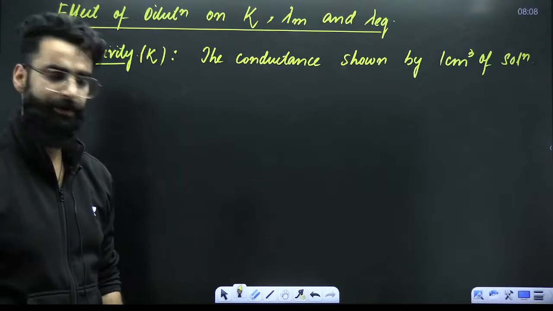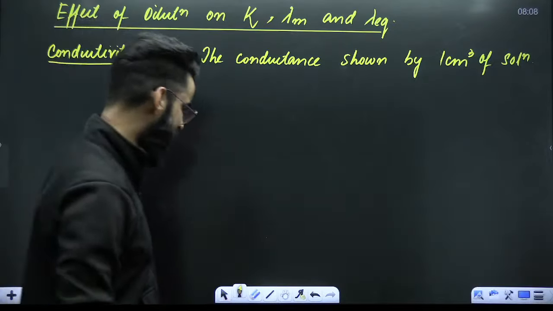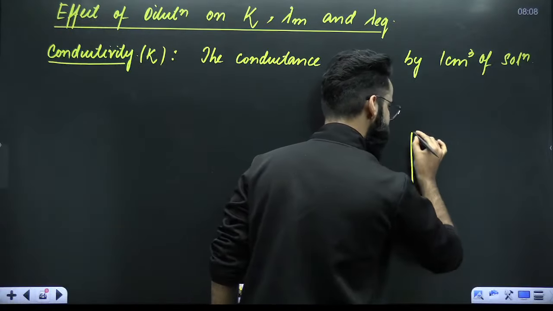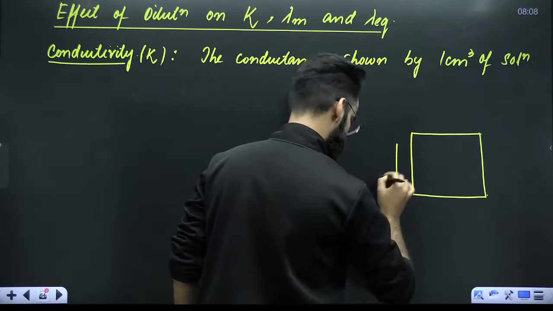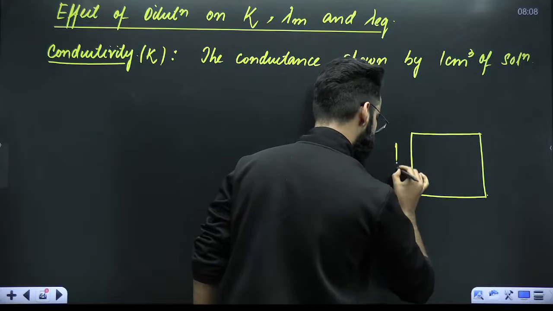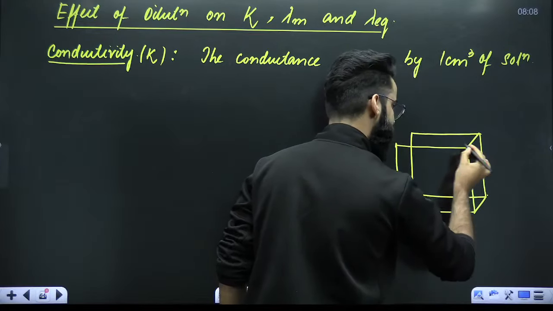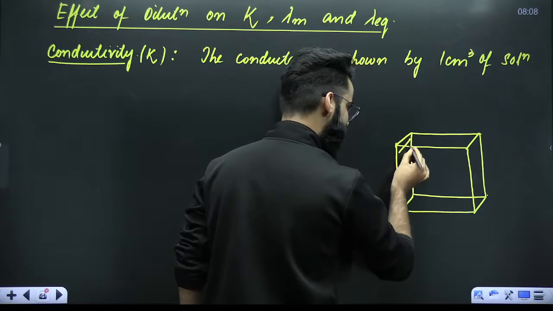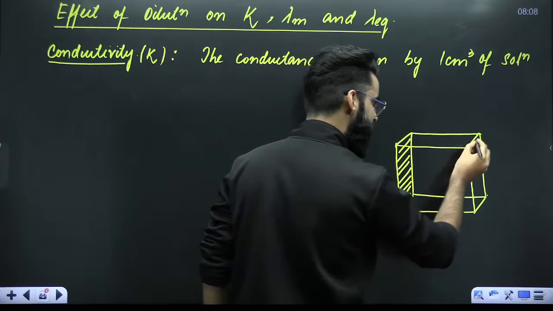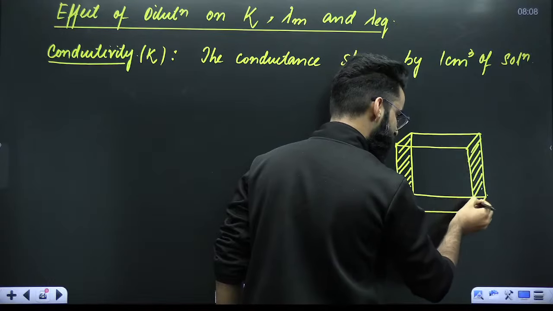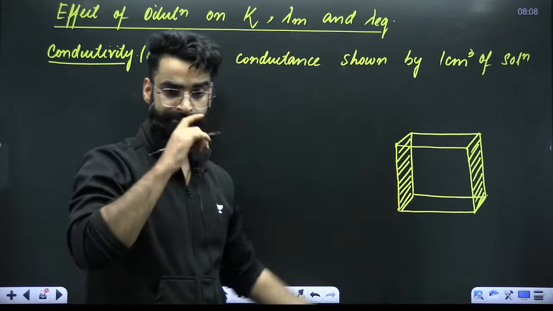Try to understand what exactly I'm going to say, my dear students. First of all, I'm going to make the conductivity cell again. So first of all, this is the cube which I'm making over here. From this particular cube, you'll get the idea what happens to conductivity. So imagine this is the conductivity cell, and these are the plates which are basically inside the electrolytic solution. I hope you remember from where we got this conductivity cell, right?